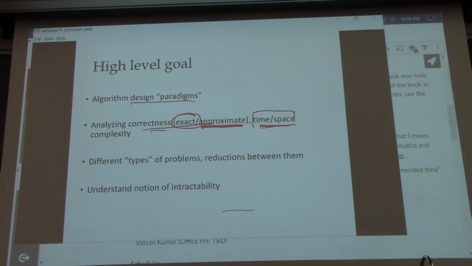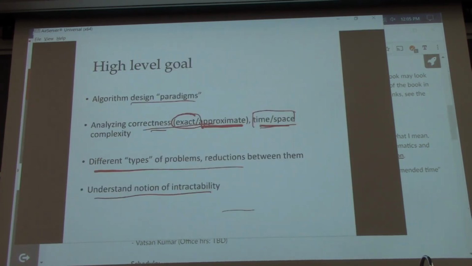And as I was saying, we'll see different types of problems, and part of it is also to tell you how to think about relations between problems. Finally, we would like to understand what is called intractability. There are problems which we believe we cannot solve efficiently. So it's good to identify such problems and figure out when it arises.